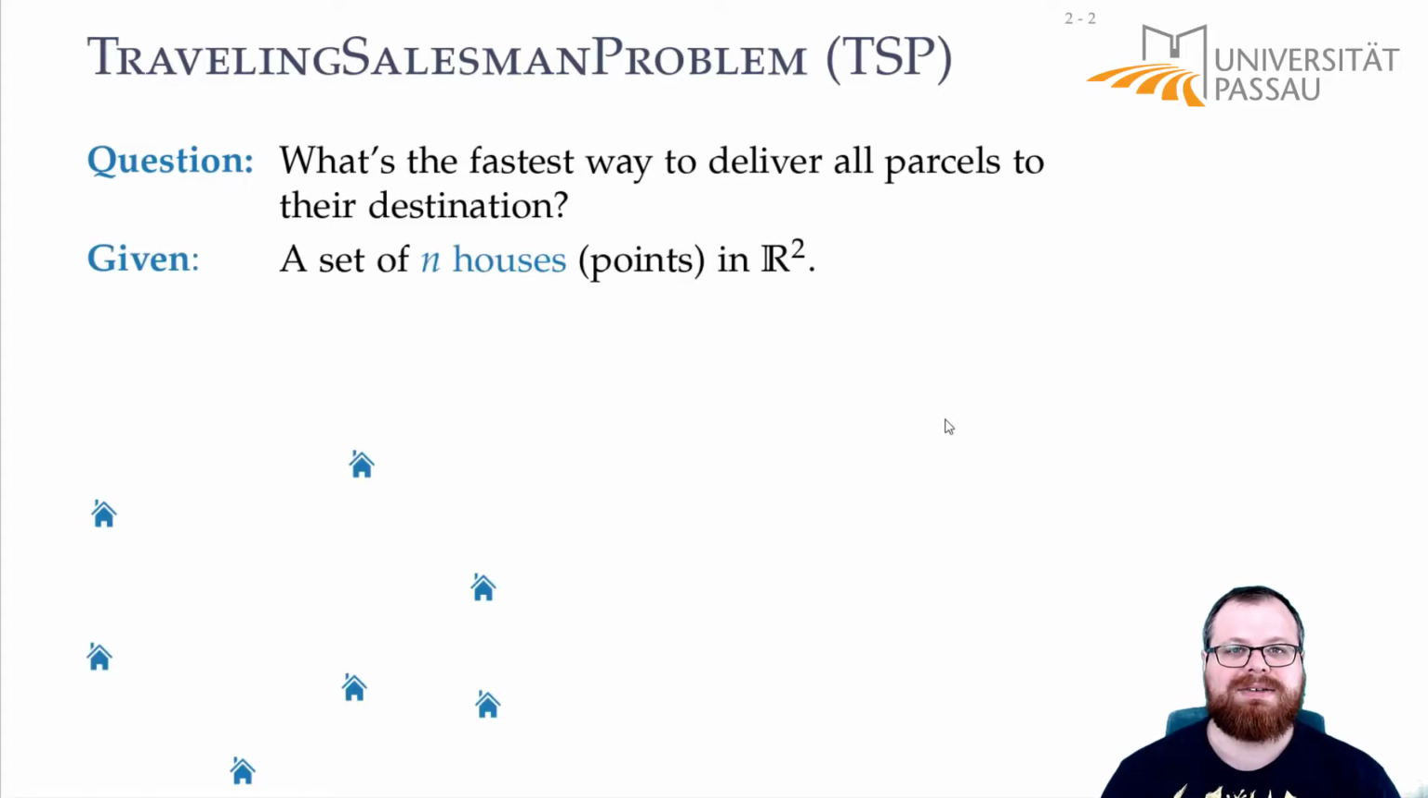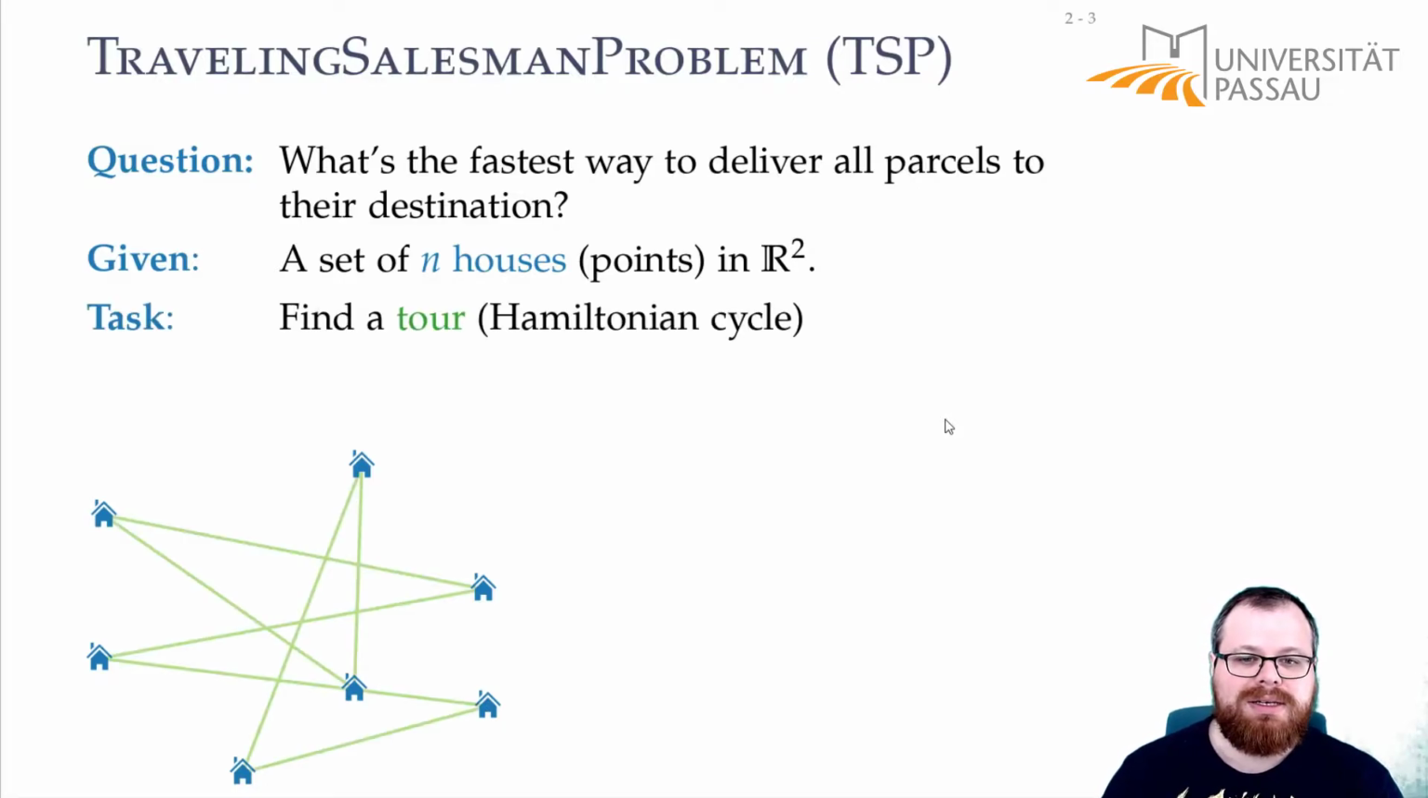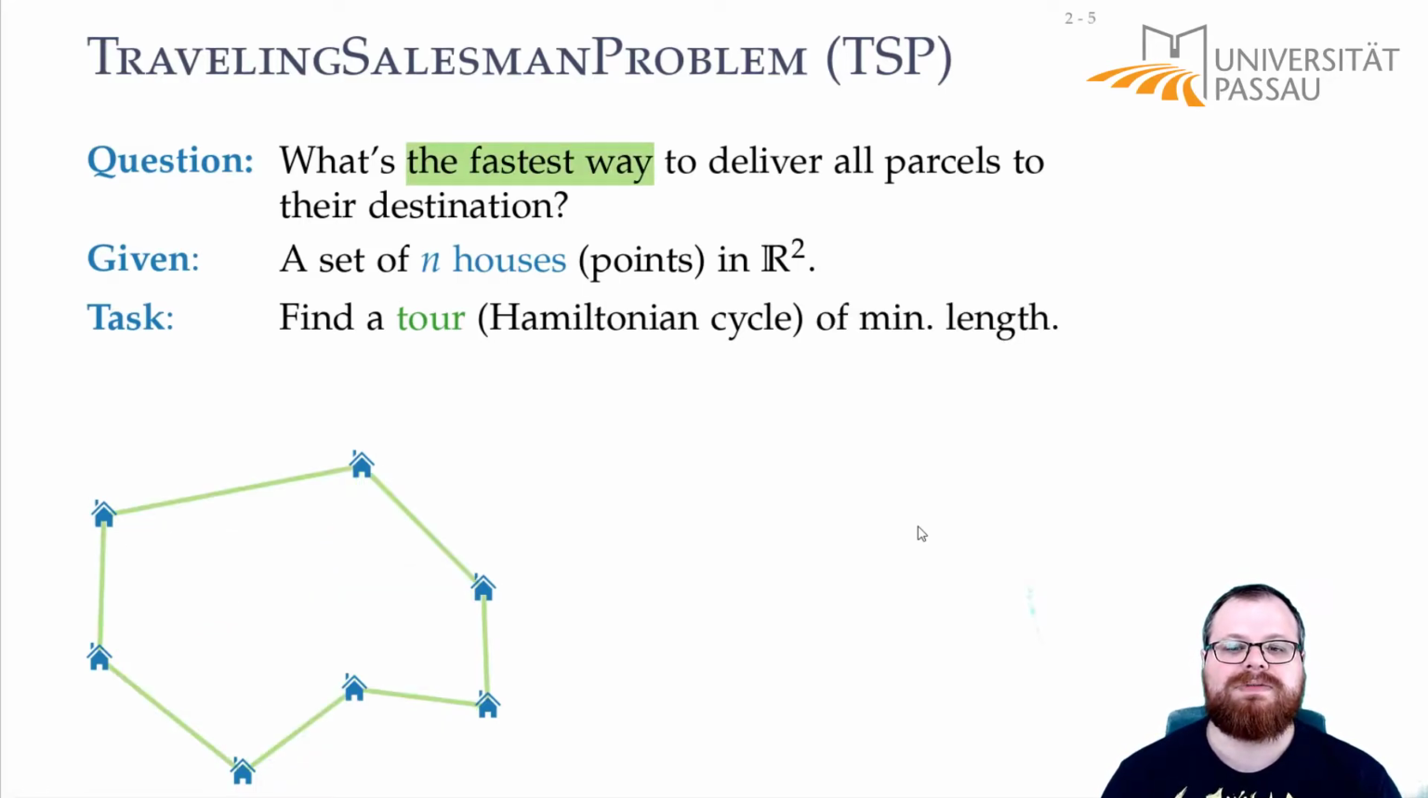So we are given a set of n houses, which are just points in the plane, and we want to find a tour between them. That is also called a Hamiltonian cycle. And the tour visits every house exactly once. Of course, we don't want to find any tour, but we want to find the fastest. So under all Hamiltonian cycles, we want to find that of minimum length, which in this example would be this one. The thing is, this is a very hard problem.